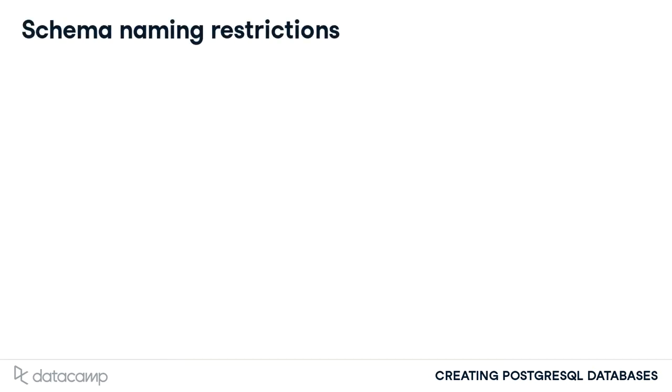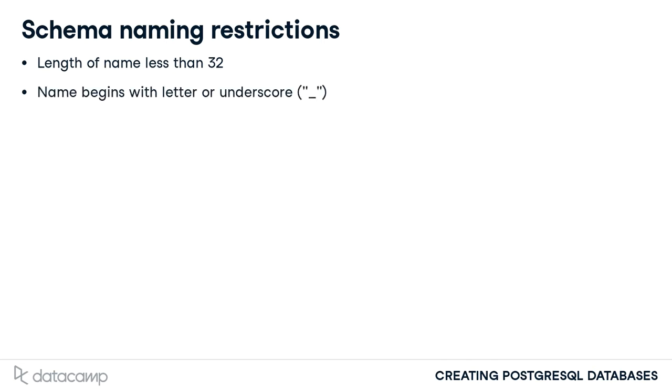Naming restrictions, similar to those for databases and tables, are also applied to naming schemas. The length of a valid schema name should be less than 32 characters given default settings. The schema name should begin with a letter or underscore. In addition, schema names cannot begin with PG_, as PostgreSQL reserves names with this prefix for system-level schemas.